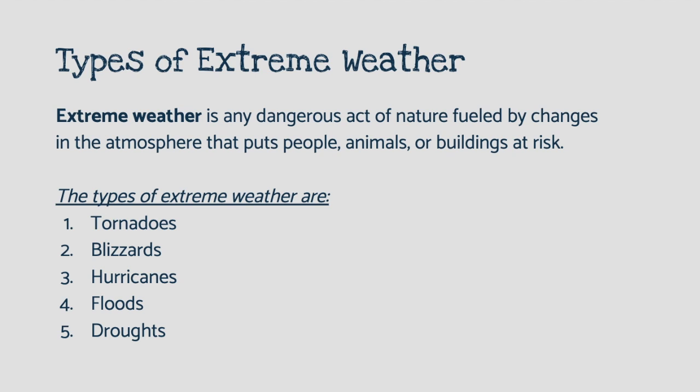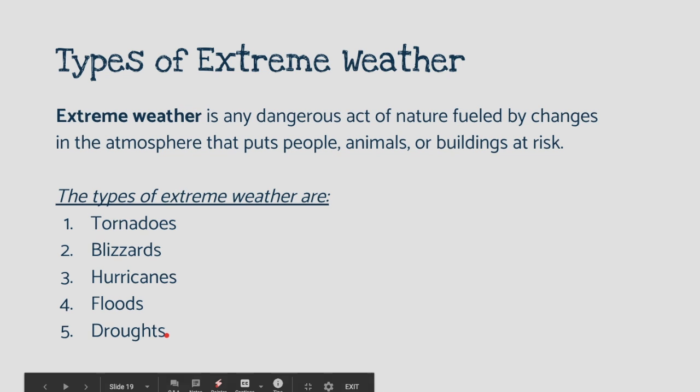So let's talk a little bit about extreme weather. The types of extreme weather. Extreme weather is any dangerous act of nature fueled by changes in the atmosphere that puts people, animals, or buildings at risk. So the types of extreme weather we're going to cover in a video next is tornadoes, blizzards, hurricanes, floods, and droughts. If you don't know what those are, we're about to find out.